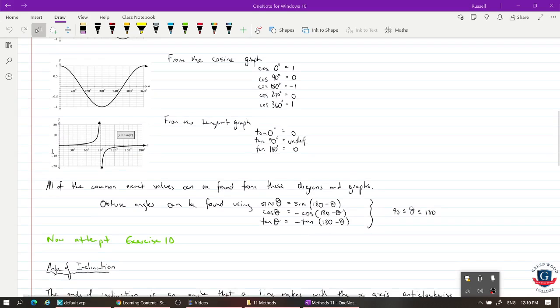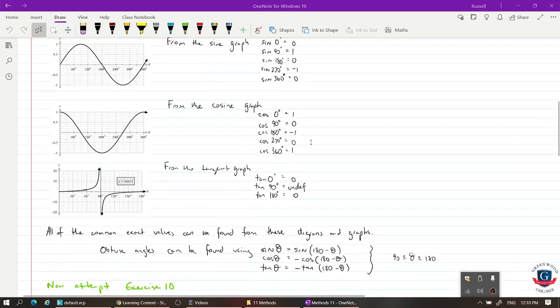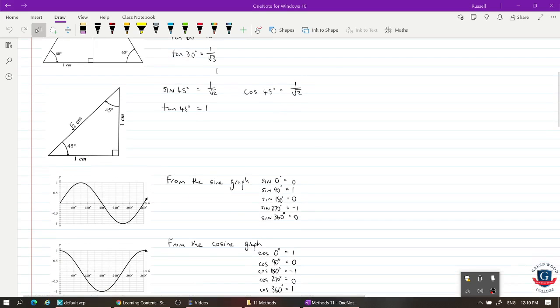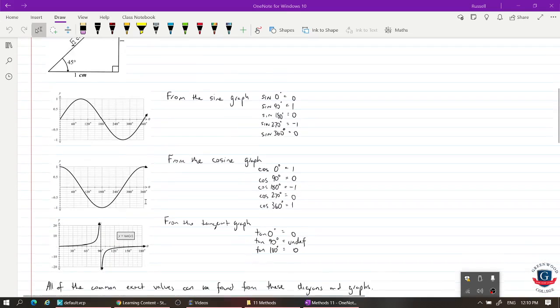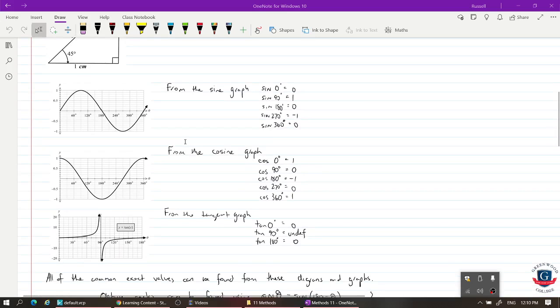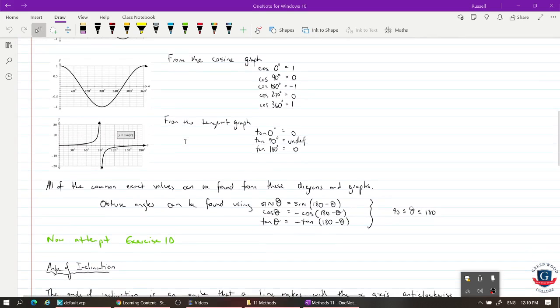Now from a tangent graph, we know that at 0, tan is going to be 0. At 90, it's undefined, never quite reaches 90. And back at 180, it's 0 again. So given the 3 graphs and the 2 triangles, you can work out all of the angles listed in the Sadler book that you should learn off by heart. And I must admit, I've never ever learnt them off by heart. I've only ever learnt off these 2 triangles and the 3 graphs. If that's easier for you, great. If it's easier for you to learn off the values, learn off the values. It is strictly up to you.